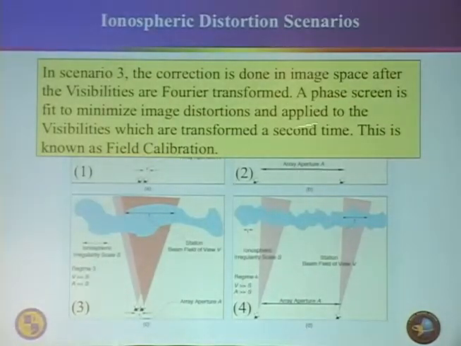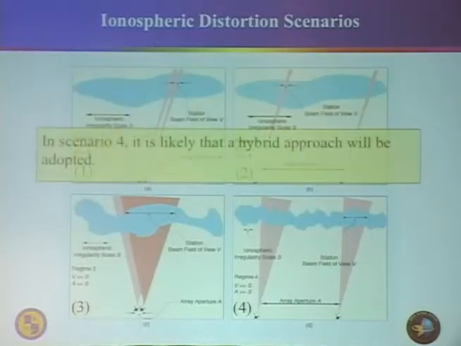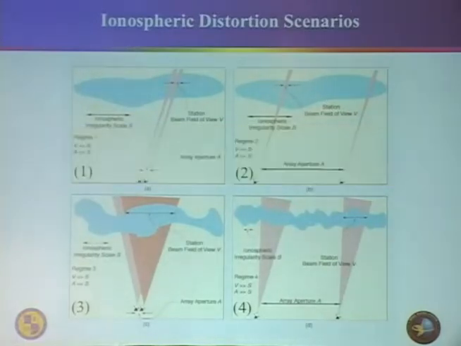And the approach here is to fit a phase screen and use that to minimize the image distortions, and then apply that to the visibilities, and then Fourier transform, and then co-add the images, et cetera. And this is another powerful technique known as field calibration. The problem is the new arrays are having to deal with scenario 4, and no one has really come up with a good way to deal with this yet. And this is something where some enterprising student could come along and maybe make a name for themselves.